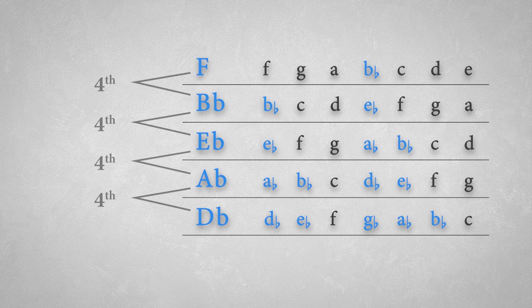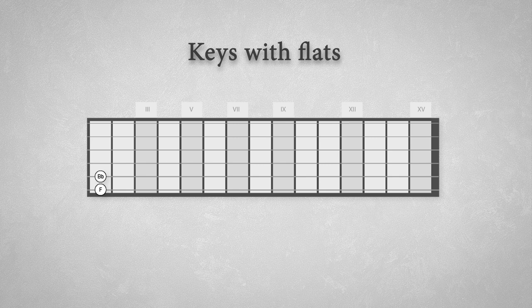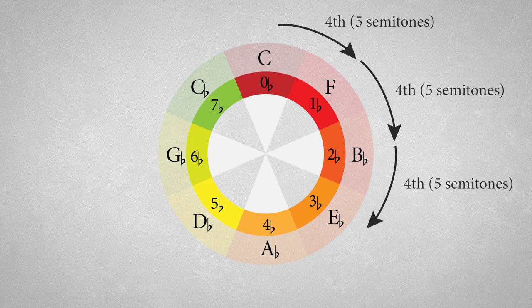So F and B flat make up a perfect fourth interval. B flat and E flat make up a perfect fourth interval. And so on, and so on. Now, we can visualize this too in a circle, like this. Now there's order in chaos, and more and more, bit by bit we are getting a clearer picture of the scales, keys, and accidentals.